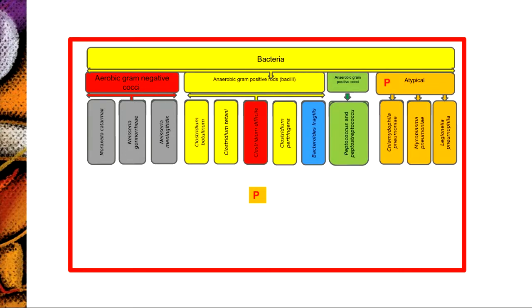to cover atypical organisms. Anaerobes, on the other hand, there is a different type of anaerobe. Some of them are under gram-positive, and some of them under gram-negative. The one under gram-negative will behave like gram-negative, and the one under gram-positive will behave like gram-positive. We will come to see the antibiotics which cover them in the next slides.